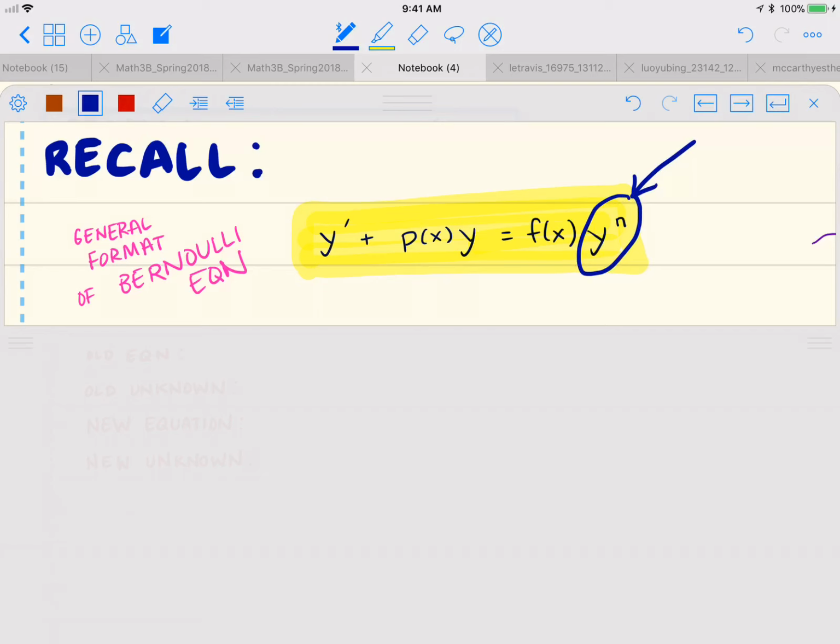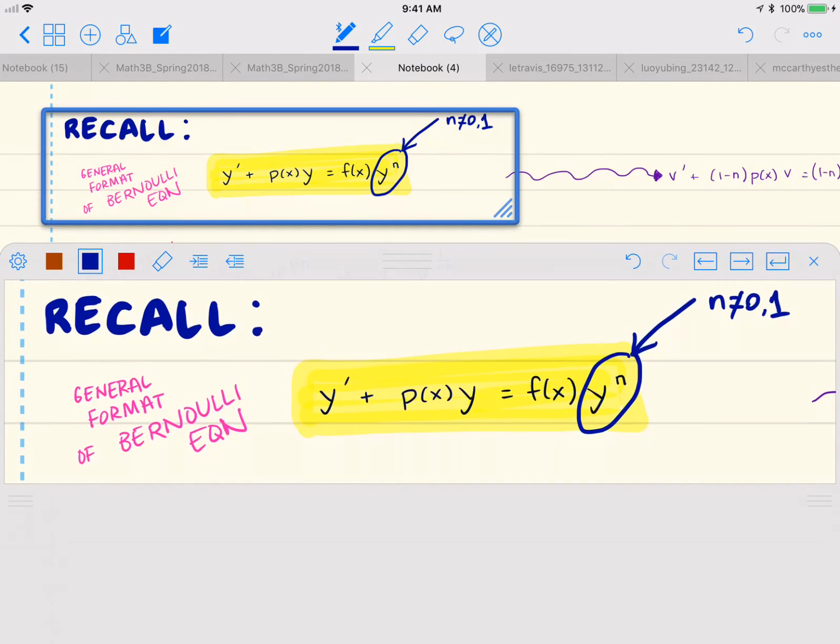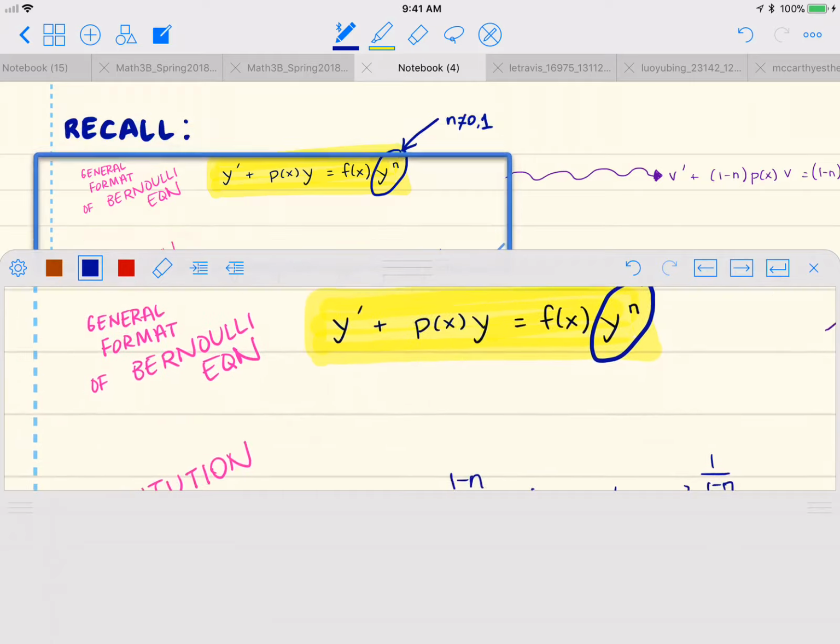And remember, with this setup, we're assuming that n is not equal to 0 and n is not equal to 1. Okay? Because if n is equal to 0 or 1, then we already have a method for solving the differential equation. Okay. Now, this is the general format.